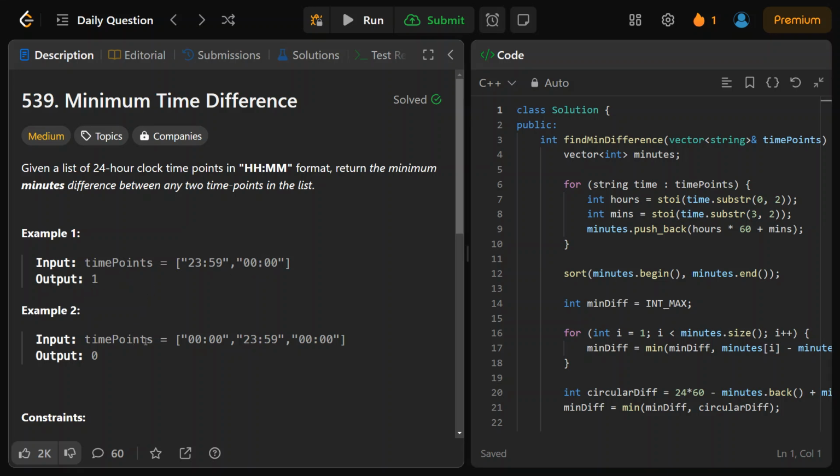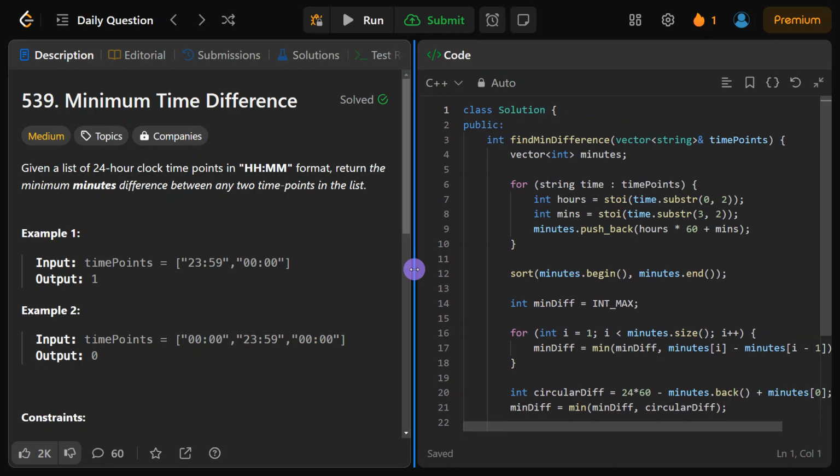Similarly, in this time points vector, if I choose this value and this particular value, the minimum difference between the minutes is 0 only. So I will return 0. Hope you understood this question.